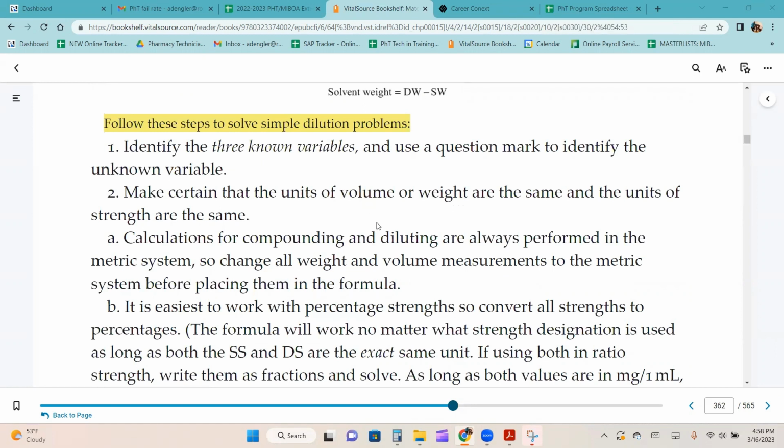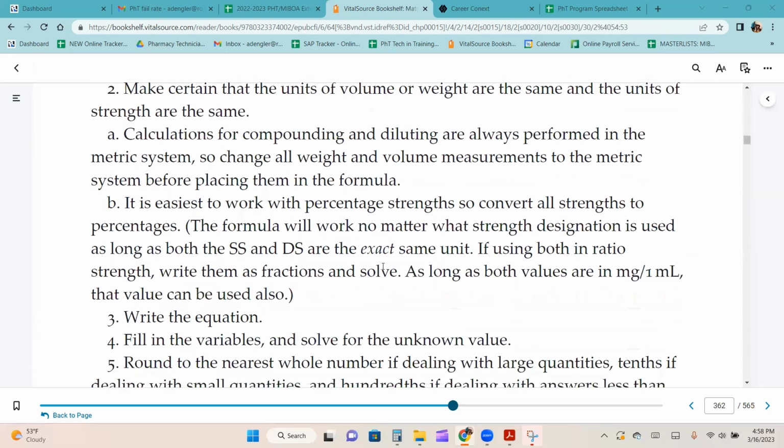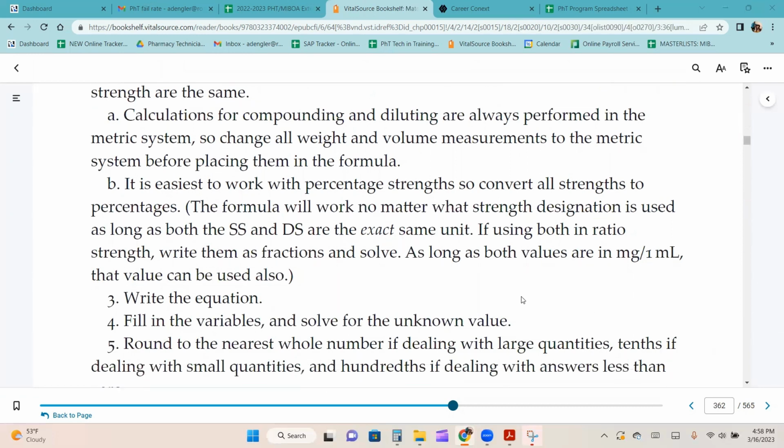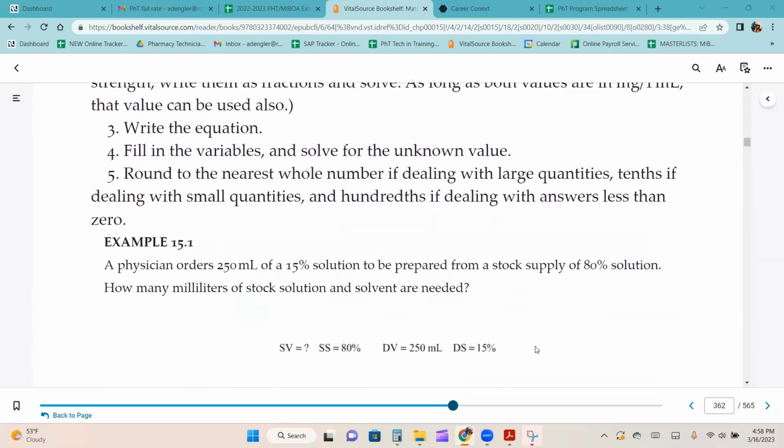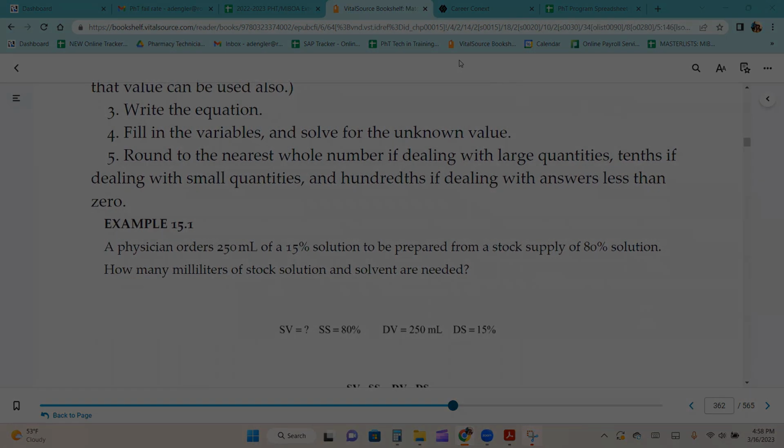Follow these steps to solve simple dilution problems. Identify the three known variables and use a question mark to identify the unknown. Make sure that the units of volume and weight are the same and the units of strength are the same. Perform all calculations in the metric system. And it's easiest to work with percentage strength, so convert all strengths to percentages. Write the equation, fill in the variables, and solve for the unknown. So let's just get right ahead and start.